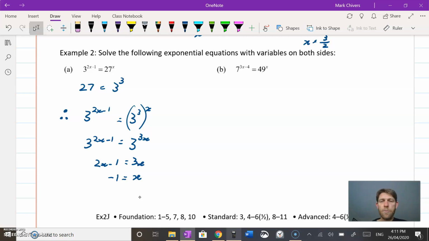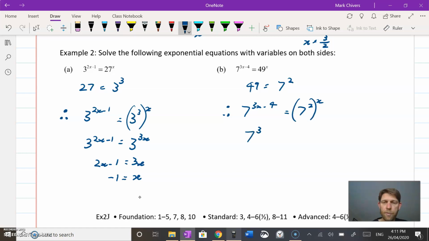Okay, moving on to the next one here. Once again, we know that 49 is just 7 to the power of 2. 7 squared is 49. So therefore, 7 to the 3x minus 4 equals 7 squared to the power of x. So we simplify that again. 7 to the 3x minus 4 equals 7 to the 2x. And for that to be true, then obviously 3x minus 4 has to equal 2x. Otherwise, this whole equal sign in the middle is going to fail.